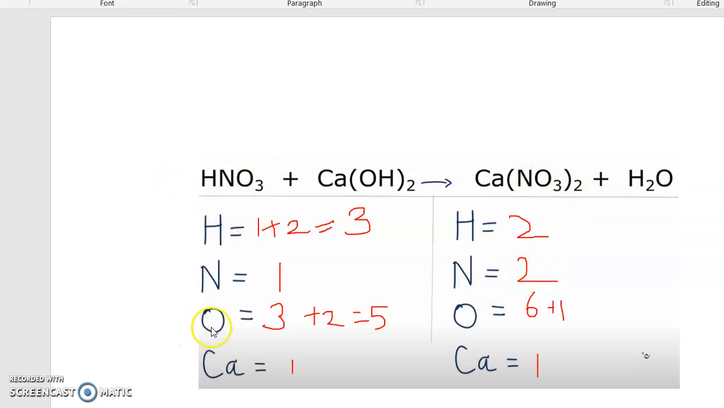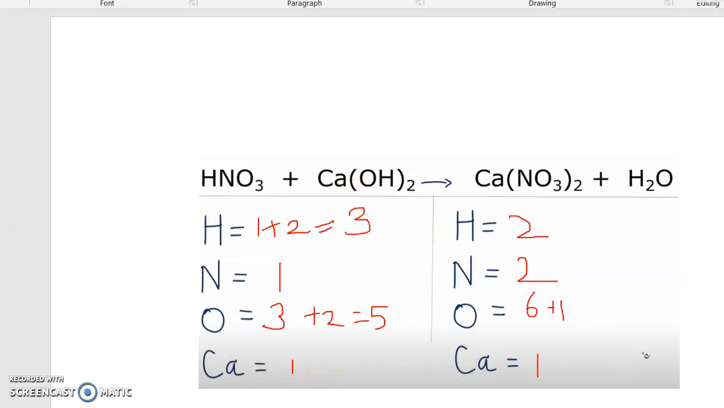Next, let us come to oxygen. In HNO3 you have 3 oxygen. In Ca(OH) twice, OH twice, O is present 2 times. 3 plus 2, total 5 oxygen. And here NO3 twice, oxygen 3 twos are 6 oxygen. In water you have 1 oxygen. Total 7 oxygen. Calcium, both places 1 calcium is present.